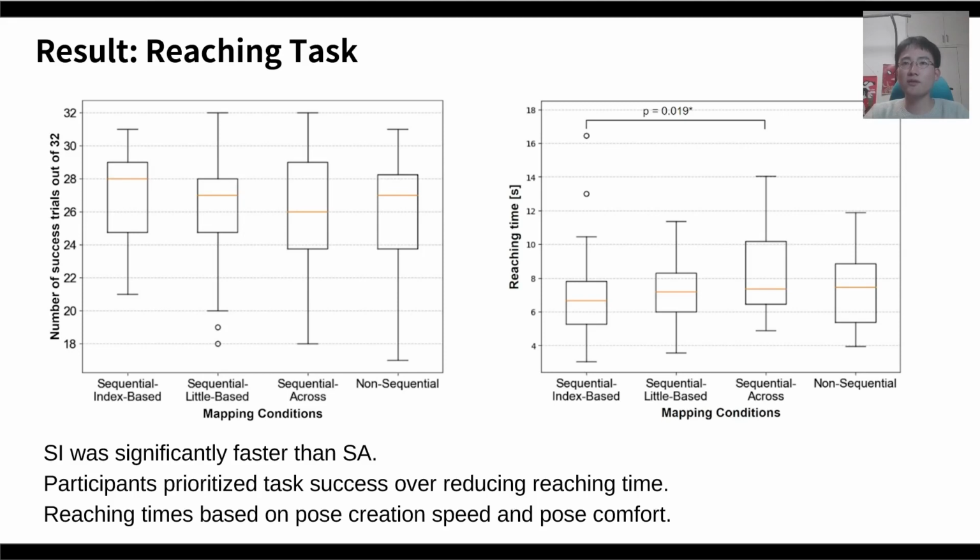For example, in the sequential index-based and sequential reader-based conditions, users could set a target by simply flexing the finger mapped to the tip of the arm, whereas in the sequential across condition, they had to flex just the distal joint, which was much more challenging. In addition, participants in the non-sequential condition used the virtual arm as a fixed tool rather than a flexible arm to simplify control. This approach could affect the sense of agency.